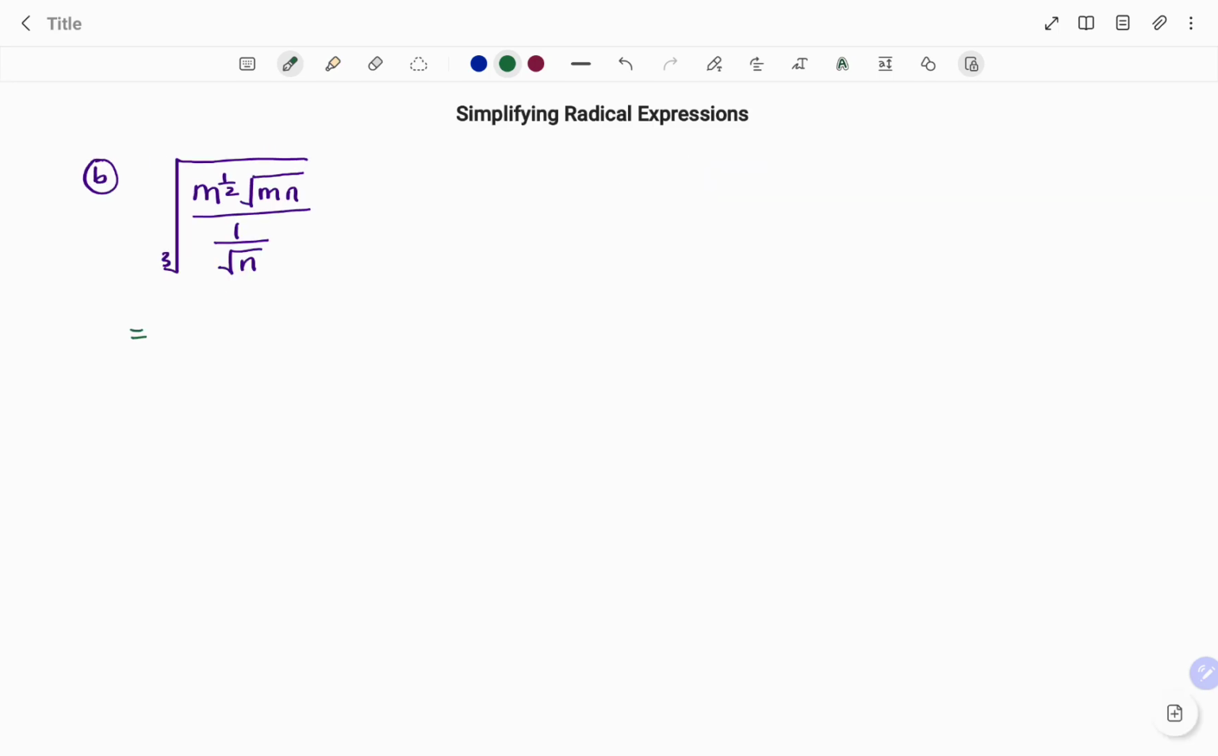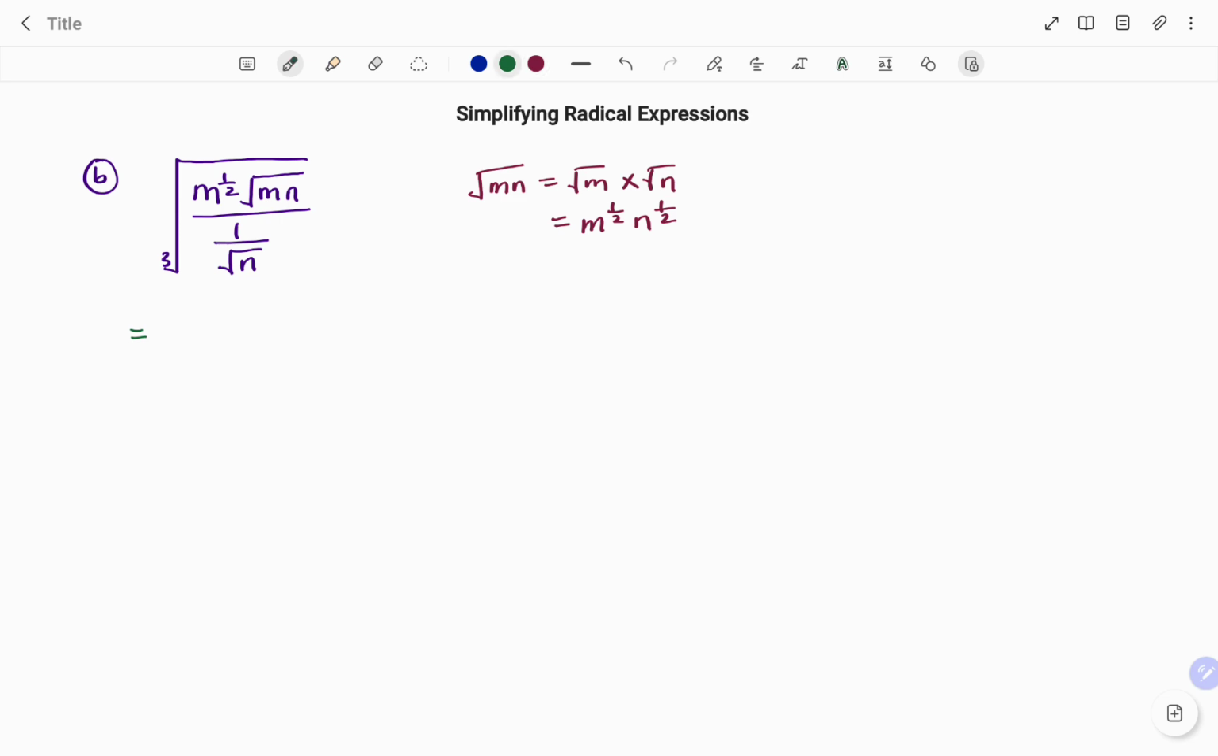In my second example, I have the cube root of, for my numerator, I have m to the power of 1 over 2 multiplying the root of mn, all divided by 1 over root of n. Applying my radical law and also my exponential laws, if I have the root of m times n, it is the same as the root of m times the root of n. And if I change that to a rational exponent, it's going to be m to the power of 1 over 2 n to the power of 1 over 2.